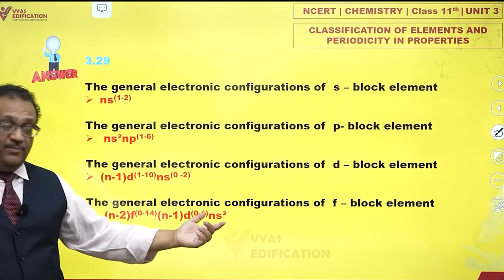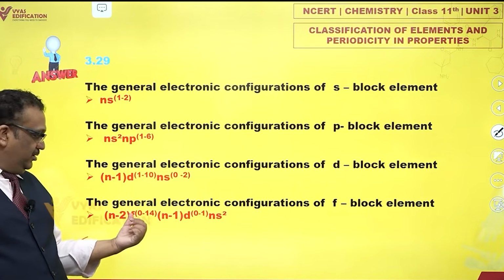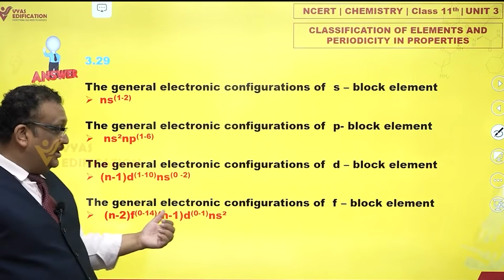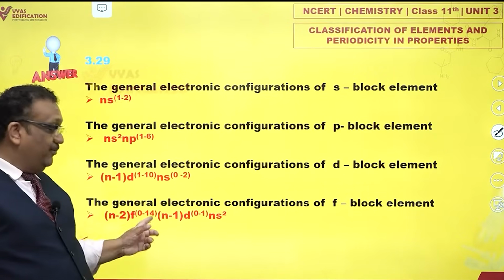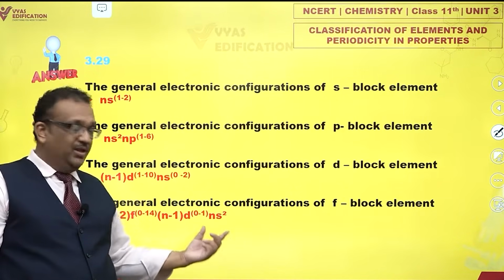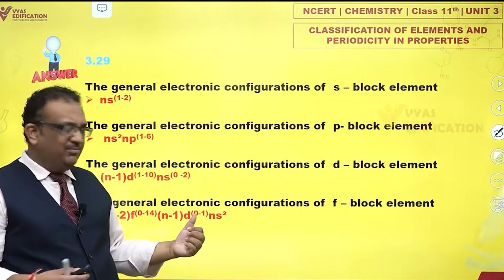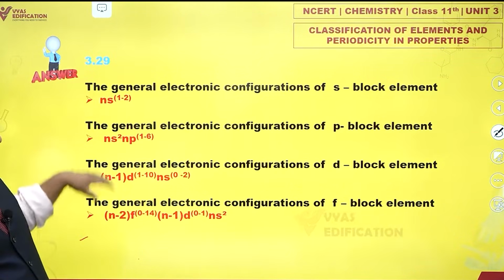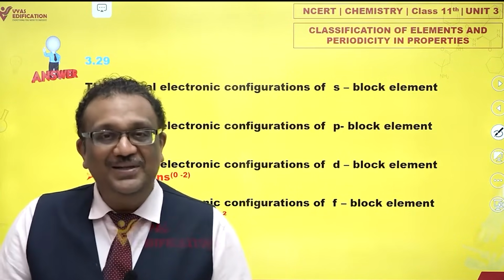And what about F block elements? F block elements have typically N minus 2, F could be 0 to 14, whatever. But at the same time, rarely in D block also, like after lanthanum when you have cerium, cerium goes to N minus 1, D1, NS2 that way. So yes, it could be that way. So D can be 0 or 1 sometimes, and S is always 2, NS2. Yes. These are the general configurations of SPD or F block elements.